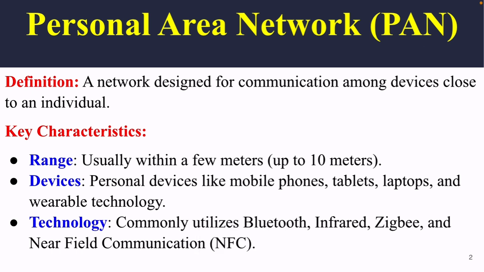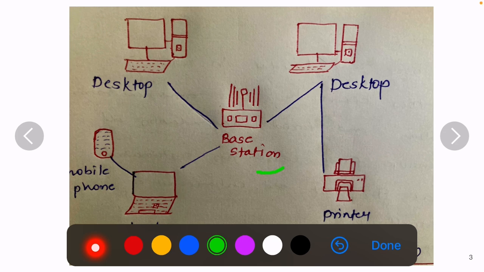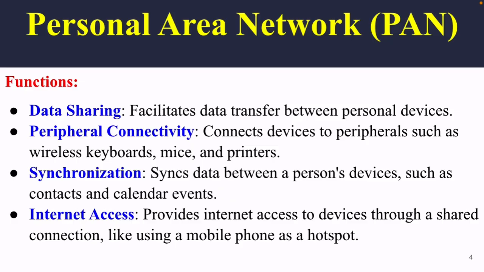Then next, this is the diagram of a personal area network. In this diagram, there is a base station, then multiple desktops, then multiple resources like printers connected with it. Then other devices can share those resources. Then a laptop is connected, then a mobile phone is connected. So multiple devices we can connect with the help of personal area network, in a very short distance.